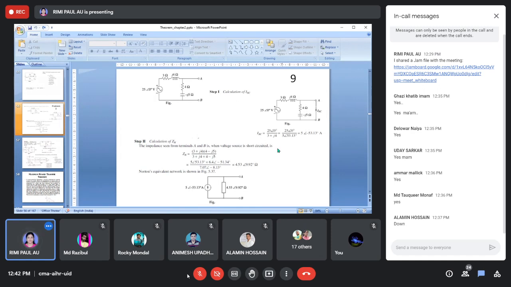So ISC you can find out easily, and Zn you will see from this side, and the equivalent, that means these two are in parallel. So you can find out what Zn will be, and just put the impedance here, then you can find out IL. IL is the total current into the opposite impedance, that means 4.53 angle 9.92 degrees, divided by the total impedance. So you can find out what IL will be.